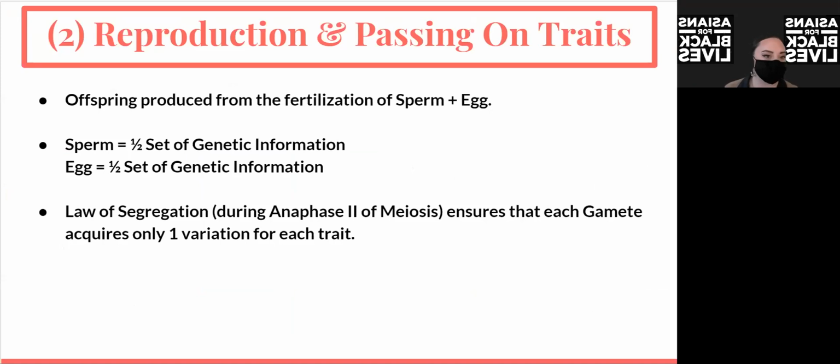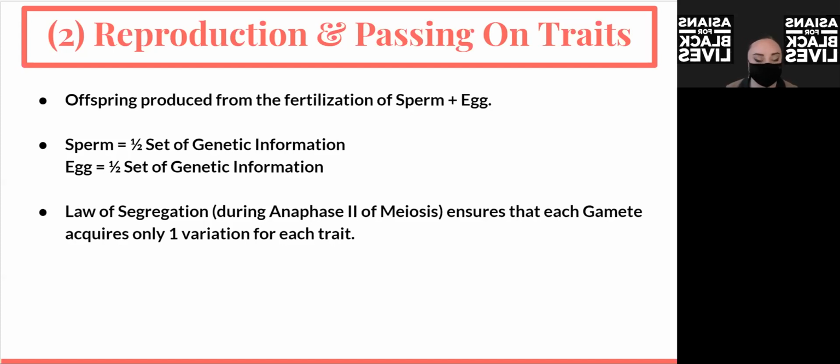So we now fully understand this, right? That offspring are produced from parents by the fertilization of sperm and egg. The sperm, we know from meiosis, comes with half a set of genetic information along with the egg that comes with its own half set, so that when the two combine and fertilize, we get a zygote that has a full set of genetic information. We know that the law of segregation and independent assortment help diversify and get our unique gametes that we need.